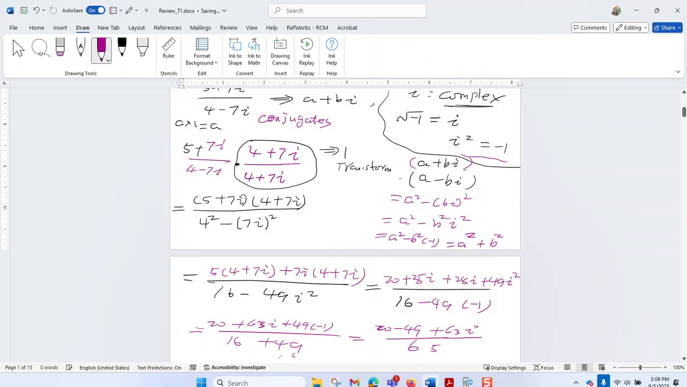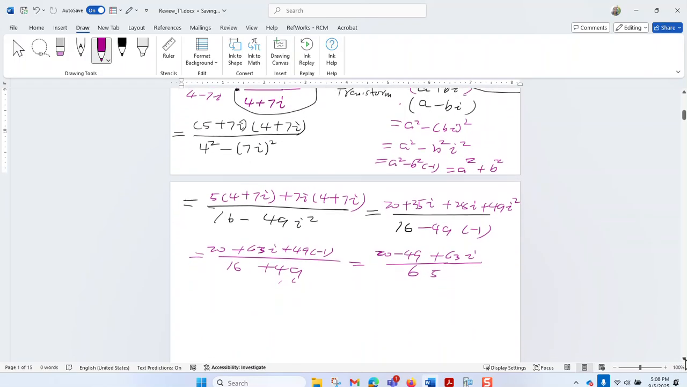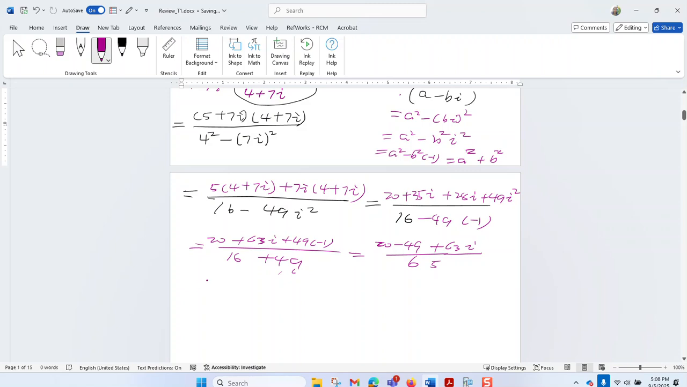Now 20 minus 49 will be negative 29, right? And then plus 63i, divided by 65. You can leave this as a final answer, or if you want to write it as two separate fractions, that's okay. And then this 63 over 65i. So this is considered a plus bi format. This one you don't have i in the denominator. This part is the real number part, and this one is the complex number part.